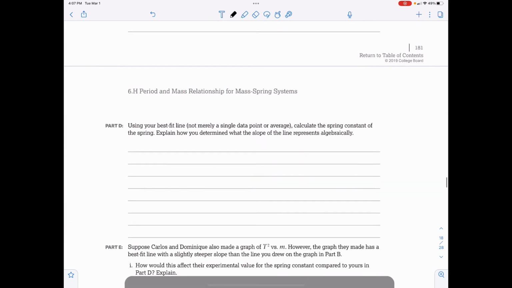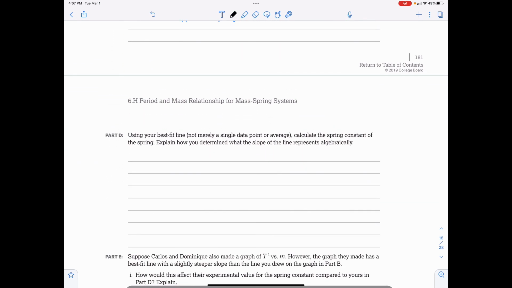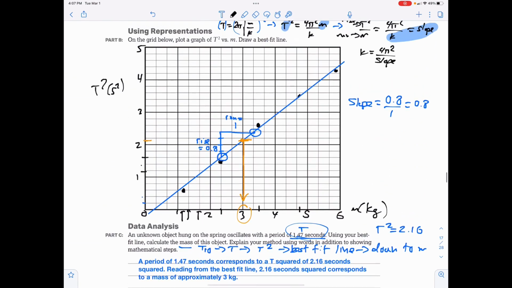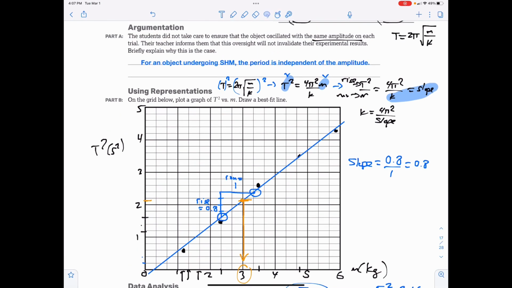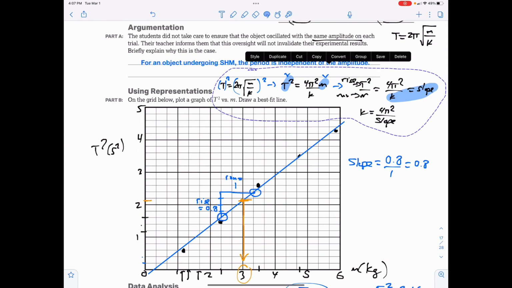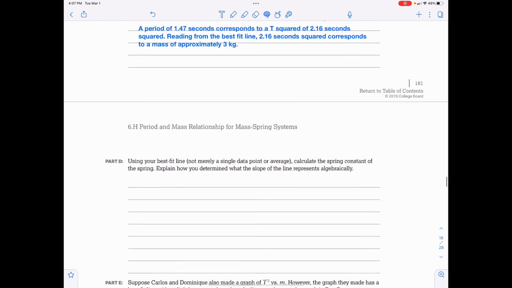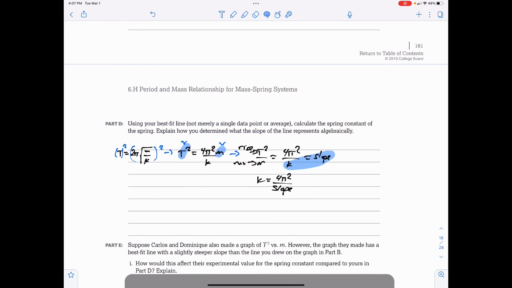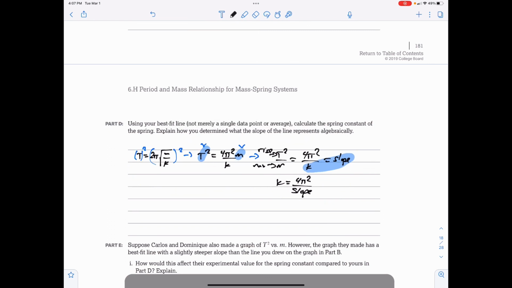Using your best fit line, not merely a single data point, calculate the spring constant. Explain how you did that. Well, basically, here's what we did. I'm just going to copy and paste this because this is exactly what we did. And then using that, we're going to find the spring constant from there.